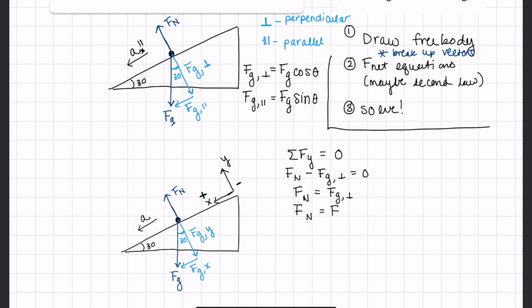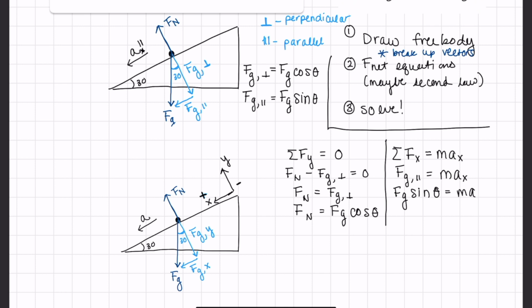And for now, I'm just going to leave that as FG cosine theta. If we wanted to go further, we could. We don't really need that for anything in this problem, but we'll use it in the next one for friction. Then for the sum of the forces in the x, that's going to be equal to our MAX. And then the only force we have going on parallel right now is going to be that FG parallel equals MAX. We'll substitute in the expression we just found for parallel. So that's FG sine theta.